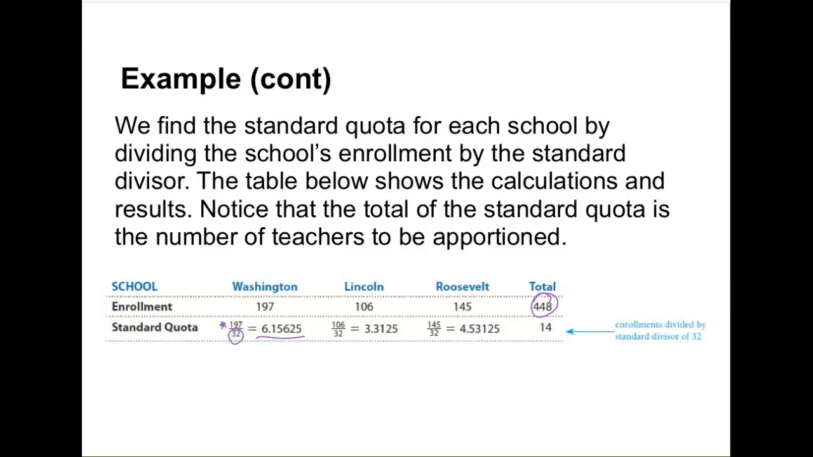Now, the issue is we can't put 0.15625 teachers at Washington, right? It doesn't make sense. You either have to give them 6 or 7 teachers. Same thing for Lincoln. You either have to give them 3 or 4. And Roosevelt, you either have to give them 4 or 5. So what we're going to get into now is, okay, how do we fairly figure out how to round these numbers appropriately to distribute the seats in Congress, or just more generally to apportion anything fairly? All right, give me a green check when you're done with that example, and I will move forward.